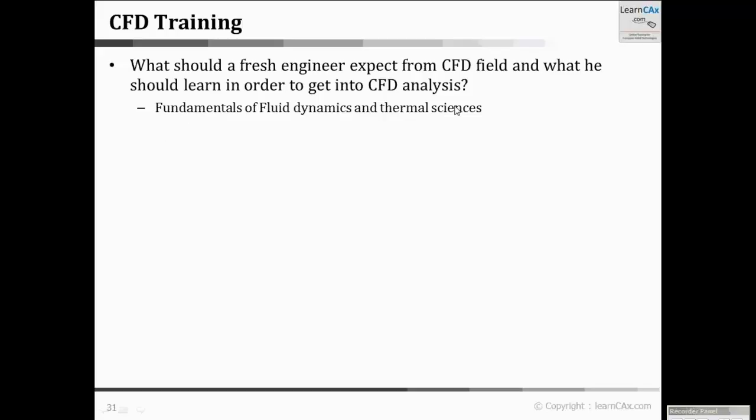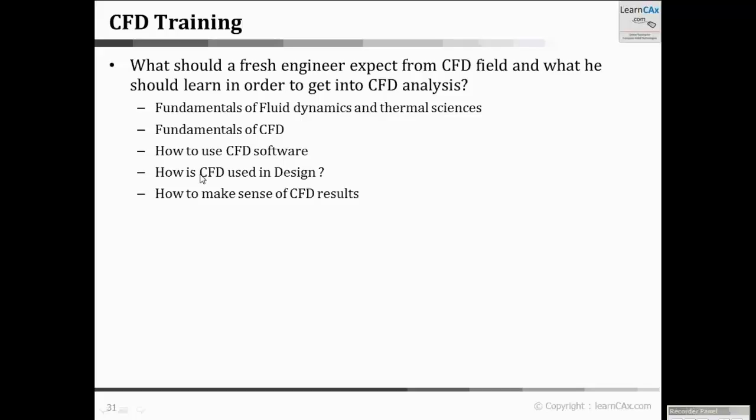So, an individual or a CFD engineer must be well familiar with fundamentals of fluid dynamics and thermal sciences. They should have an introduction to fundamentals of CFD, and they should also be trained in how to use CFD software. It is also important to know how CFD is used in design. And after doing CFD, it is extremely important to know how to make use of the CFD results, how to make design decisions based on CFD results. So all this forms part of a CFD-based training.